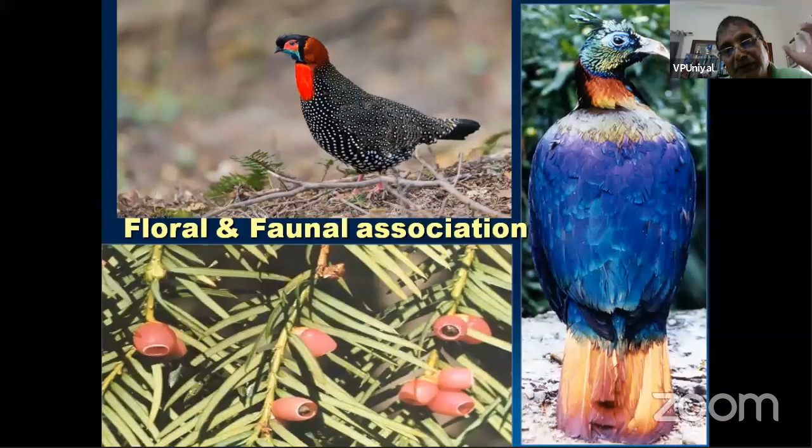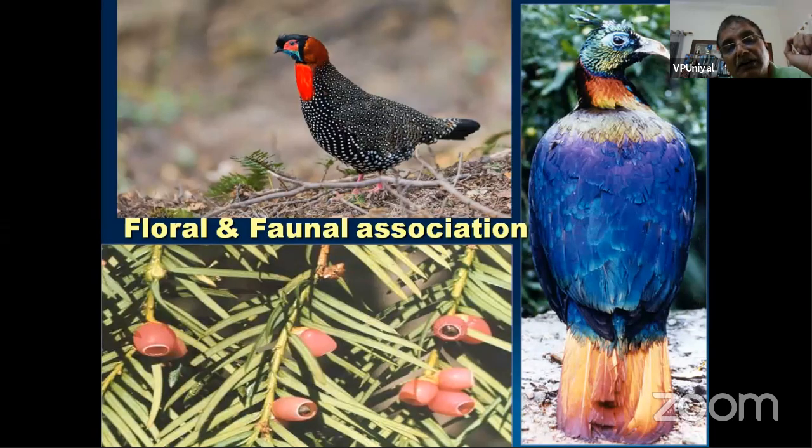The fruits are very fleshy and very sweet. And this plant is important for curing cancer. People collect the leaf and the bark, and it goes into the production of Taxol. Even then, 1 gram of Taxol is 5 to 6 lakh rupees per kg for curing cancer. And what is happening in this particular area?